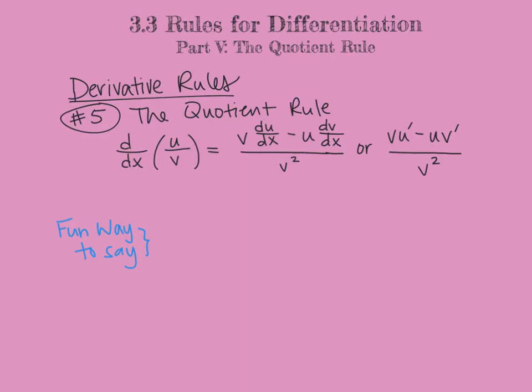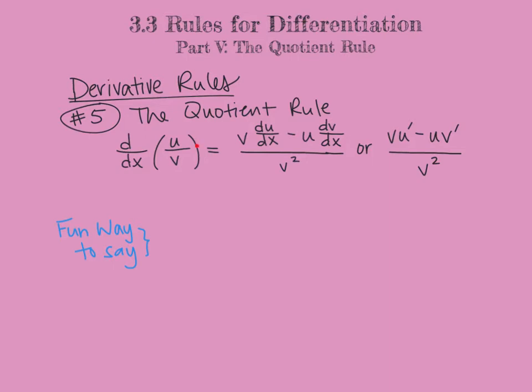Welcome to part 5 of our section 3.3 derivative rules. And here we are going to be focusing on the quotient rule, which is kind of like a brother rule to the product rule. Obviously, instead of a product, we have a quotient or a fraction. Now, quotients don't always have to look like fractions, and we'll see what a quotient can look like using a negative exponent later on with an example.